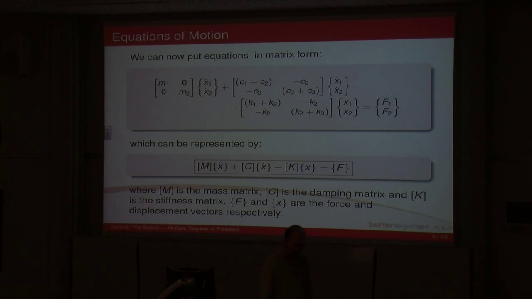And if you were to write this in shorthand, you could write m in square brackets, x double dot in curly braces, plus cx dot plus kx equals f. Okay, where m is the mass matrix, c is the damping matrix, k is the stiffness matrix, and f and x are the force and the displacement vectors, respectively.